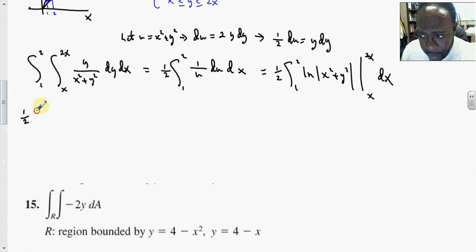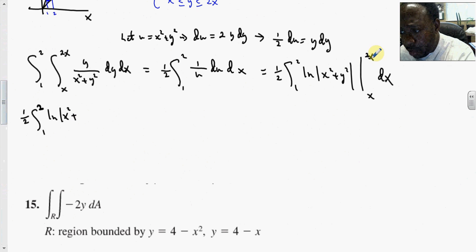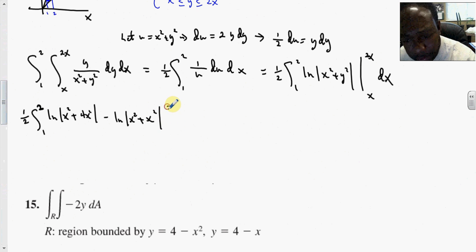So we have 1/2 times the integral from 1 to 2. This is the natural log of x squared plus y squared, but y is 2x. So y is 2x, so this is 2x squared. That's 4x squared. Then it's minus the natural log of x squared plus, here y is x, so this is x squared. dx.